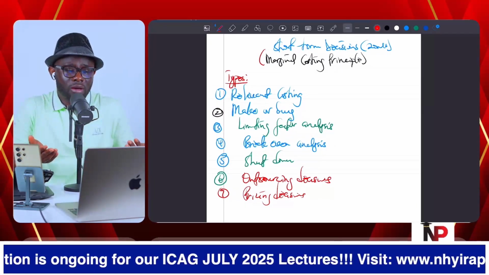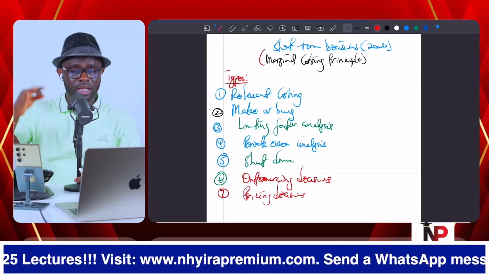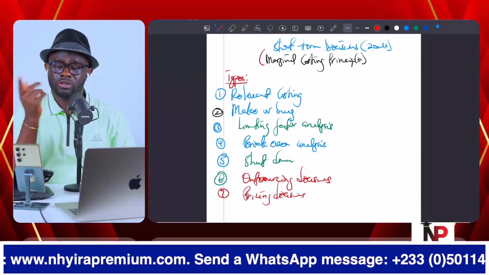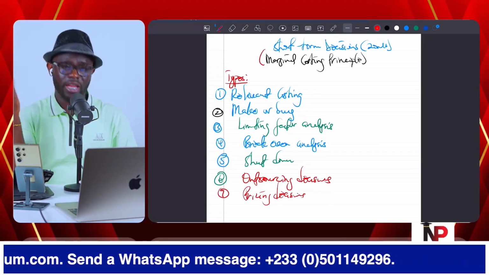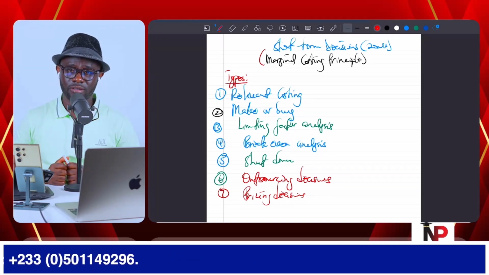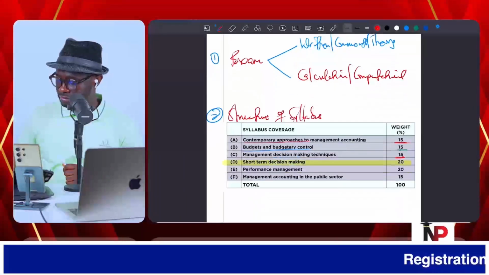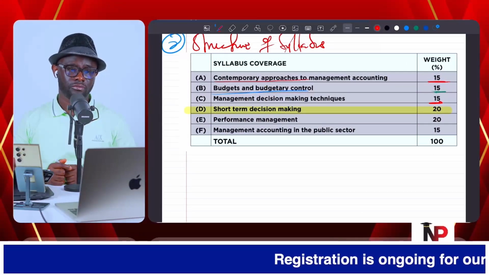Which one would the examiner bring? I don't know. But you must know all of them, applying the marginal costing principle, because the examiner can bring any of them in the exam hall, depending on how excited the examiner is. But that is the 4th aspect of our syllabus for 20 marks, short-term decisions.